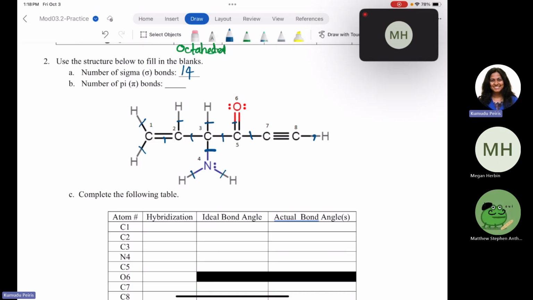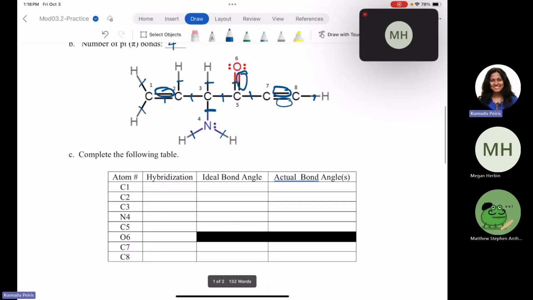How many pi bonds here? Here is one pi bond, and in a triple bond, there are two more, so 3 pi bonds. And here is one more thing, so you can choose either one. So there are 4 pi bonds as well.